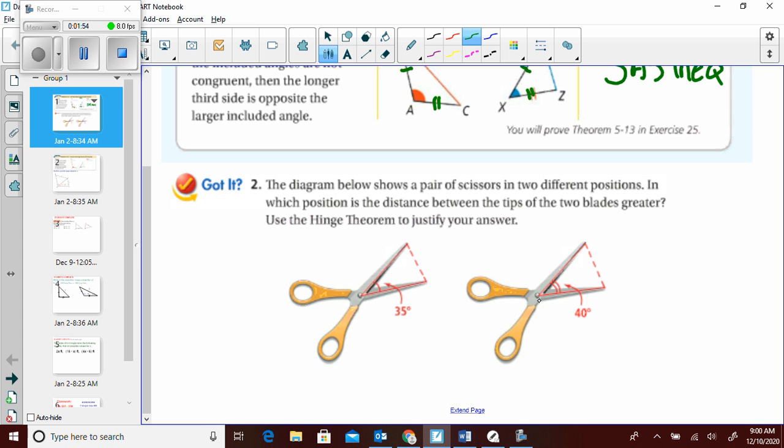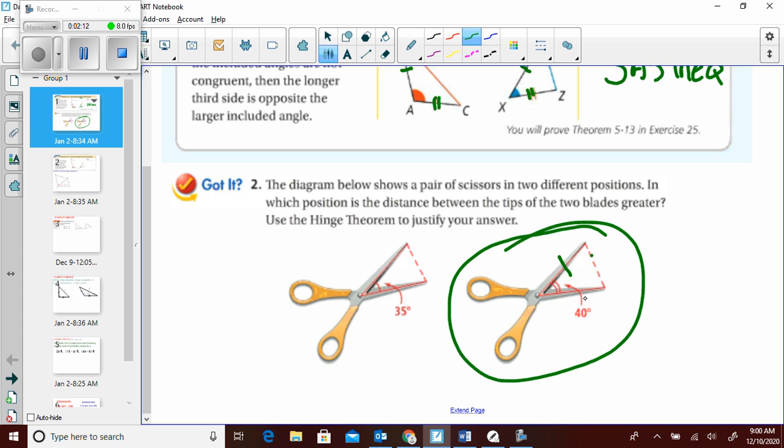We have two scissors, the exact same scissors. If I open one at 35 degrees and I open the other at 40 degrees, which opening will be bigger? This one. Because these two sides are the same.